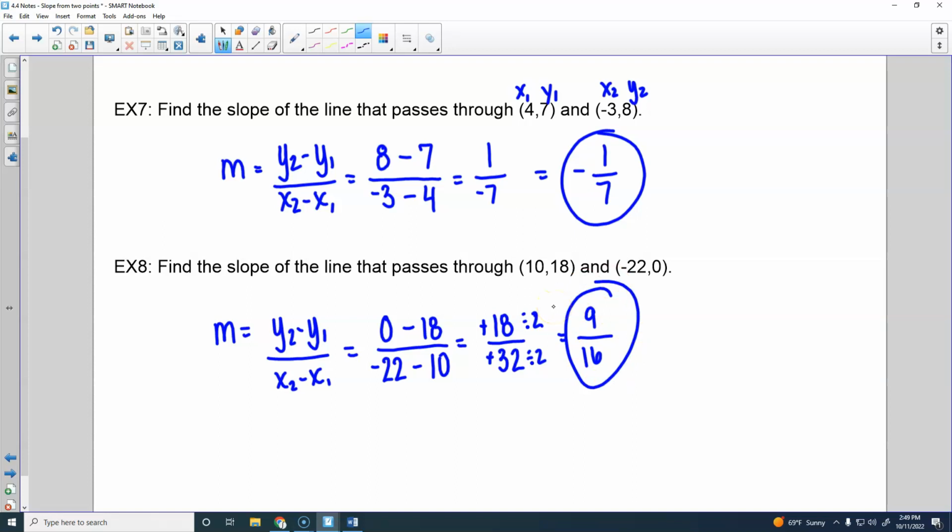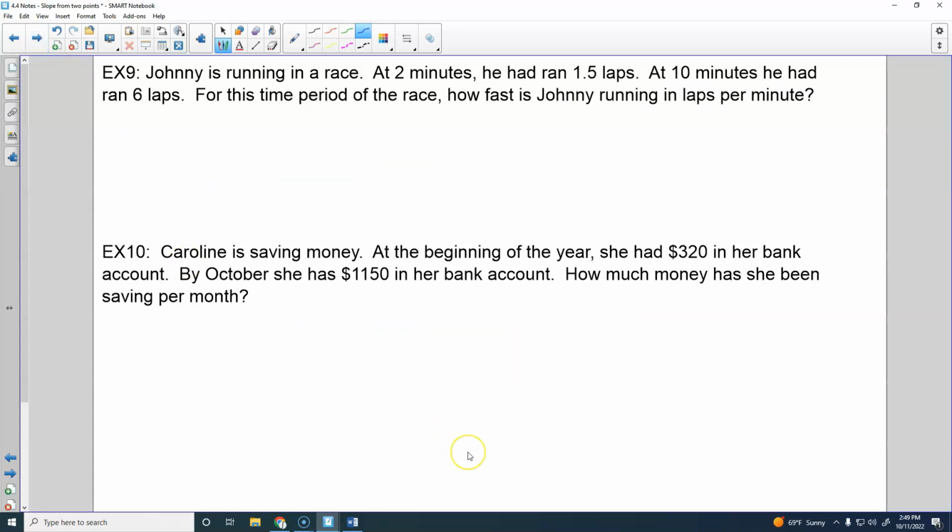Okay, questions so far? All right. Okay. Johnny is running a race. At 2 minutes, he had ran 1.5 laps. At 10 minutes, he had ran 6 laps. For this time period of the race, how fast is Johnny running in laps per minute?